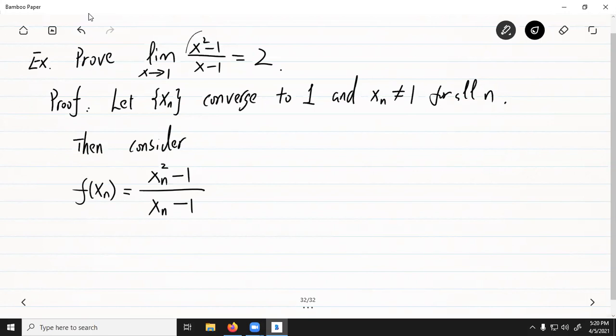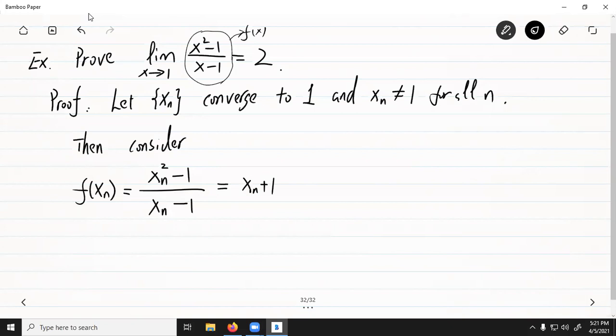If you let this one be our f of x, then this would be f of x_n. F of x_n is equal to this one, which, if you factorize the top and divide by the denominator, would be x_n plus 1. Right? This is f of x_n.